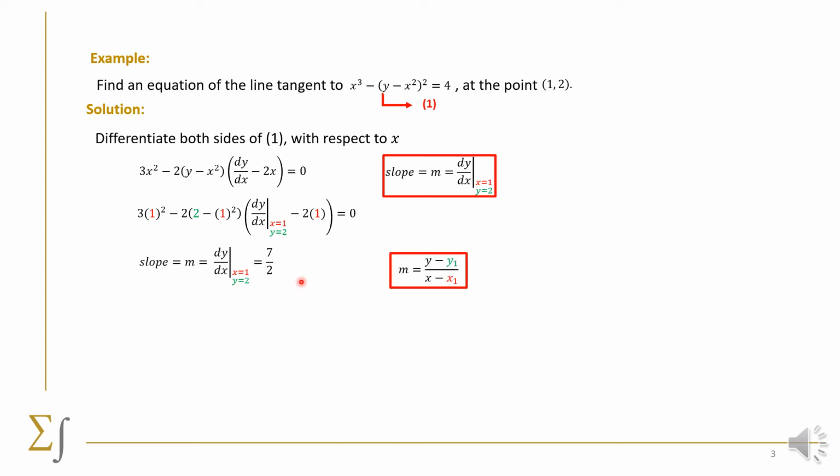Next, we know the equation of a straight line when we have a slope and a point, and here is the point. This is the x1 and the y1, 1 and 2. We plug in the 1 for the x and the 2 for the y and the 7 over 2 for the slope, so we get the following equation. Cross multiplication, we have 7 into x minus 1 equal to 2 into y minus 2, and then simplification, we reach the equation of the line tangent to the given curve.